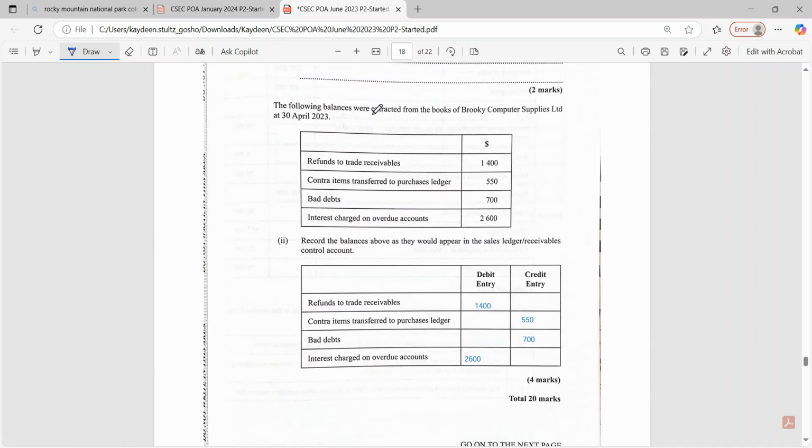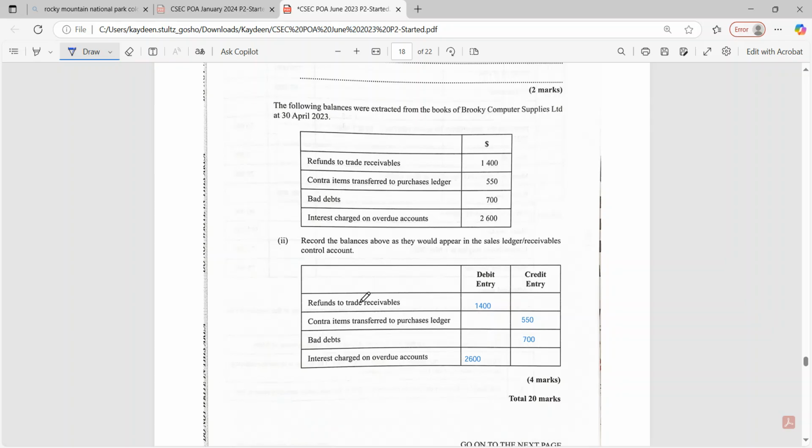Alright, so the following balances were extracted from the books of Brookie Computer Supplies Limited on the 30th of April 2023. Refunds to trade receivables 1400, contra items transferred to purchases ledger 550, bad debt 700, and interest charge on overdue accounts 2600. We're supposed to record the balances above as they appear in the sales ledger or the receivables control account.